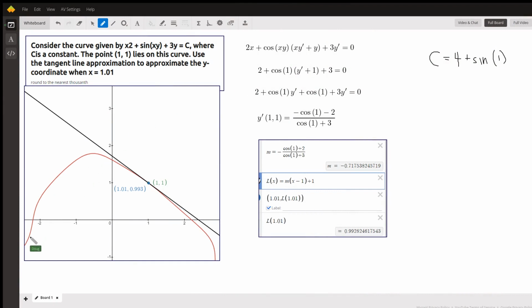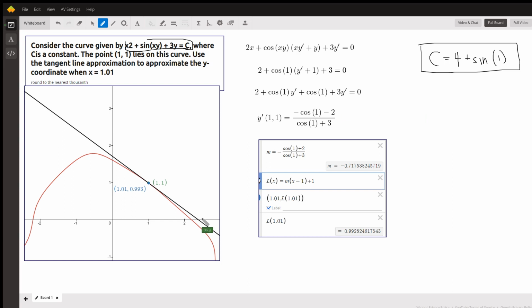Okay, this red graph here is the graph of the implicitly defined relation given here. And we're told that the graph of that equation goes through the point (1, 1). So that means we could find C if we wanted to. If we put 1 in for x, 1 in for y, we do get that C equals 4 plus the sine of 1. It's immaterial to this problem, but it helps to draw the graph of the tangent line.